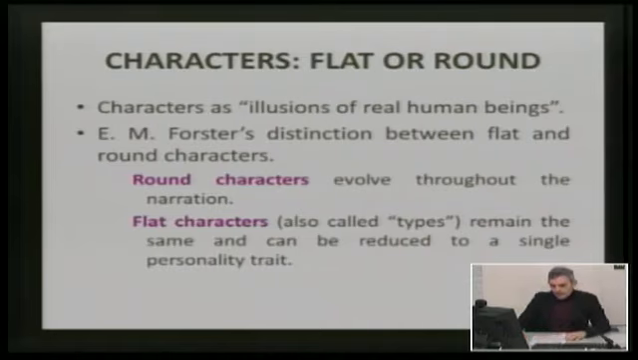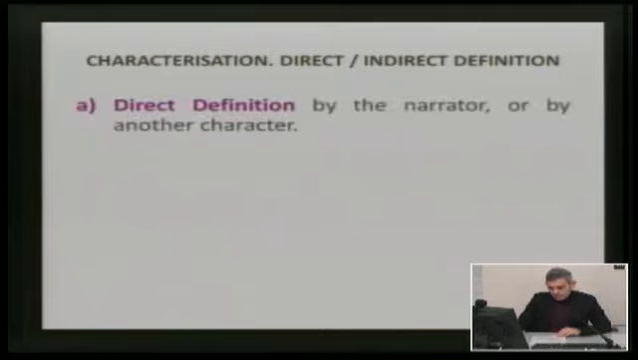Let us look at another, more detailed method of looking at characters. So characters can be round and flat, but they can also be defined directly or indirectly. So the first possibility is that they are the object of direct definition by the narrator or by another character.